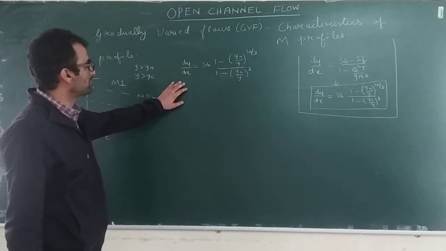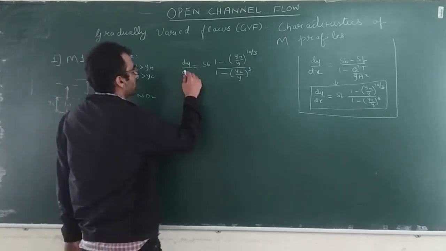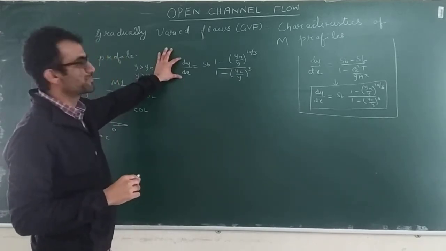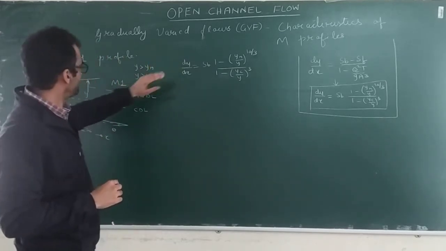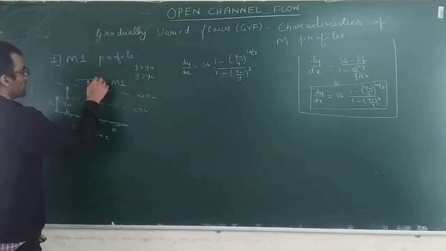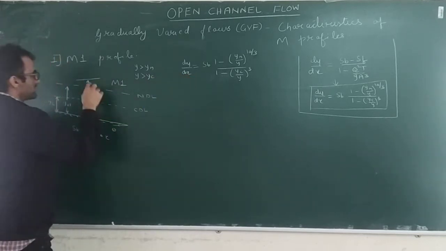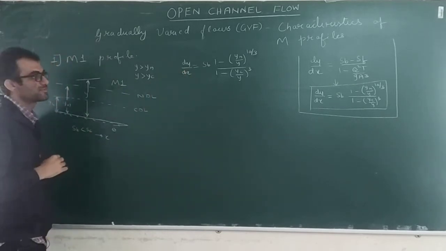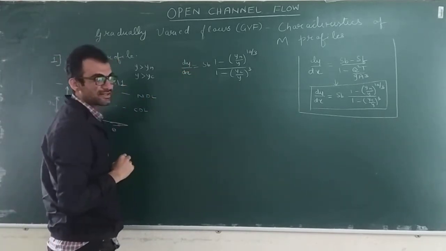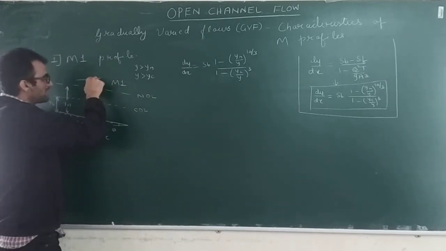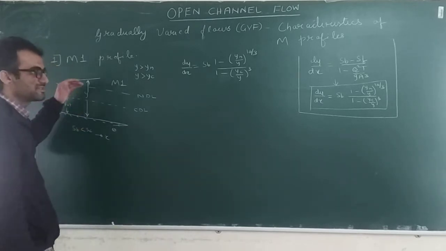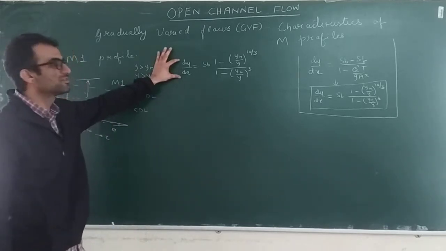Now just put in qualitative values and find whether dy by dx is positive or negative. dy by dx means the water surface profile slope, the slope of this water surface. If dy by dx is positive, depth is increasing along x and the flow profile is a rising profile. If dy by dx is negative, y is decreasing with x along the flow, so it is a falling profile. So first we have to find the value of dy by dx.